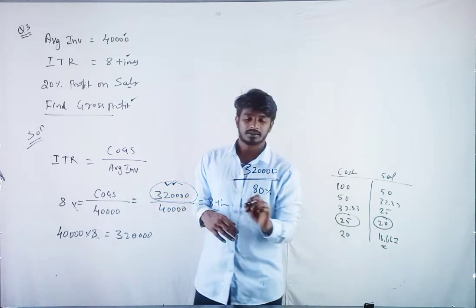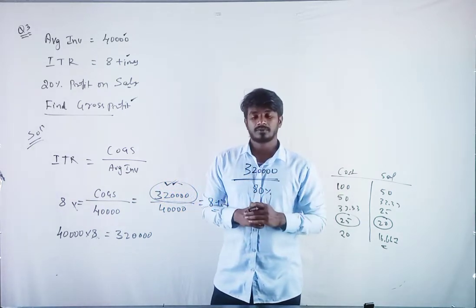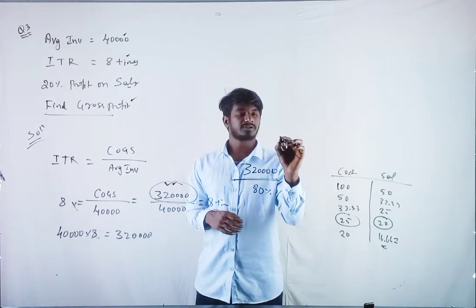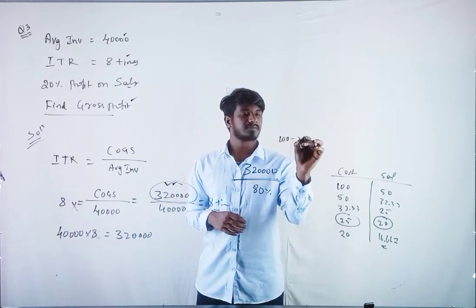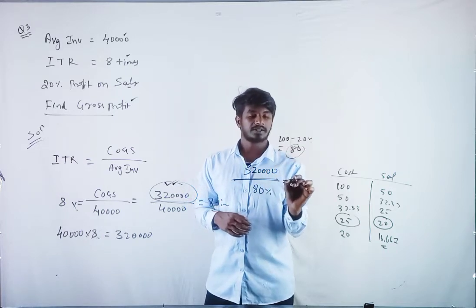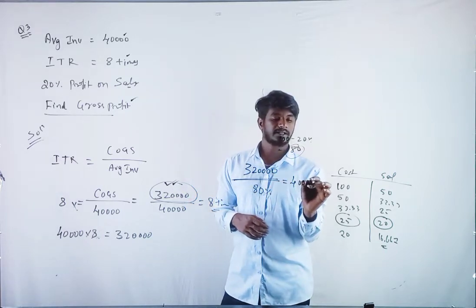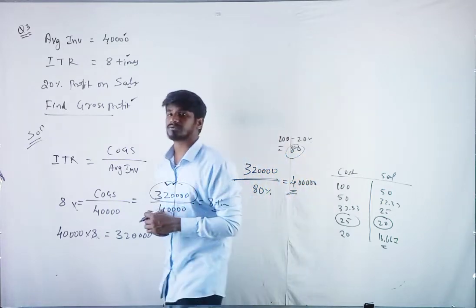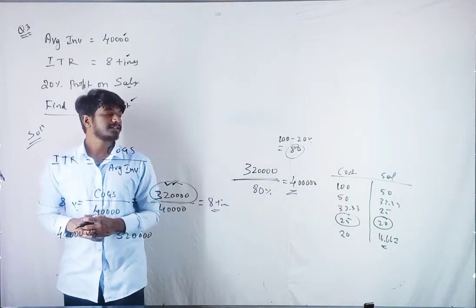That's it. 3,20,000, that is after 20% on sale, right? Sale is 100% minus 20%, equal to 80. 80% is equal to 3,20,000, so it comes out straight away. 4 lakh is the sales.